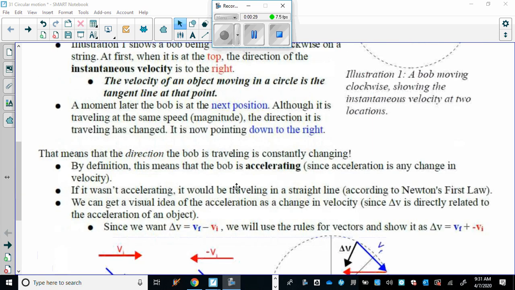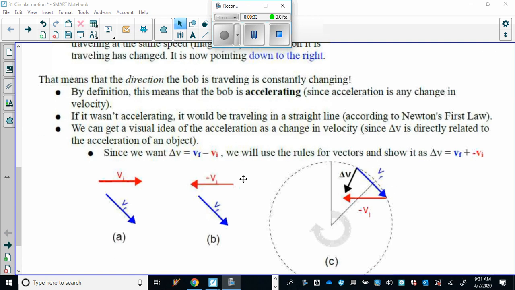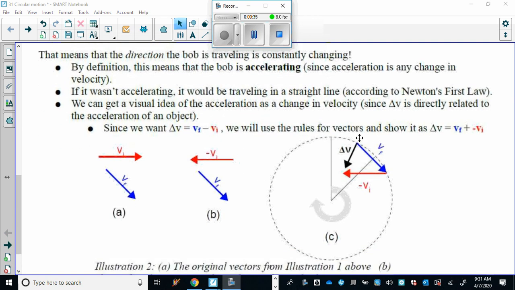You can say that the object is always accelerating, and the direction of the acceleration, here's a depiction of why the acceleration is towards the center of the circle. At the beginning of the year when we did vectors, we said very rarely will we subtract vectors, but here's a case where subtracting vectors is quite useful because the change in velocity, or the acceleration, is going to equal the final velocity minus the initial velocity.